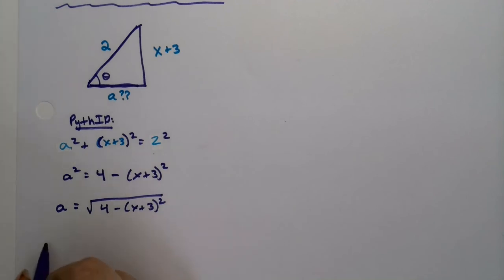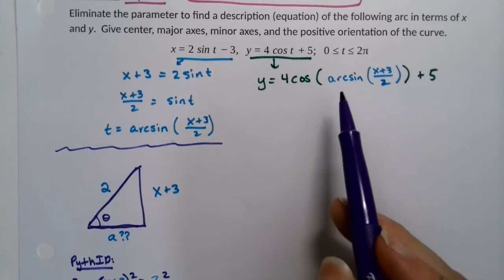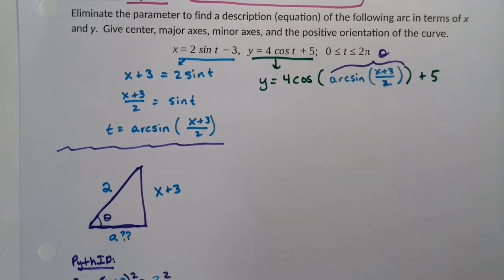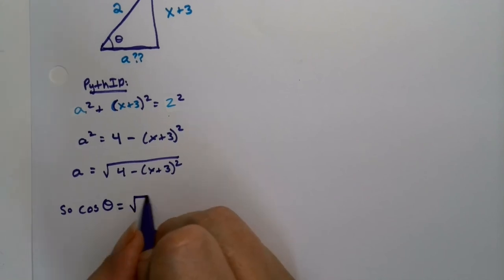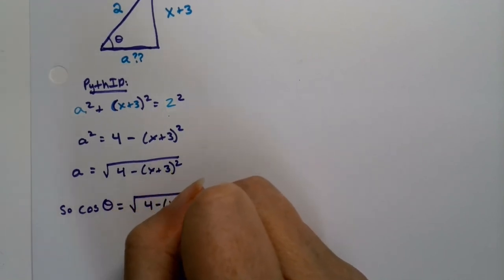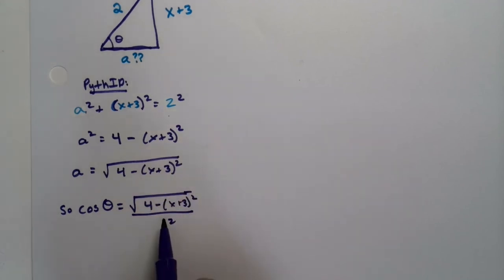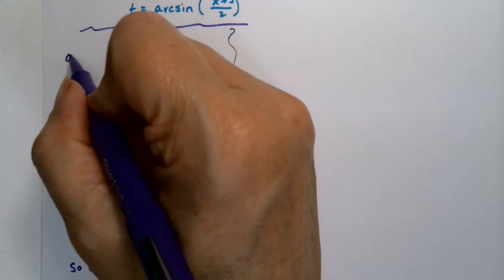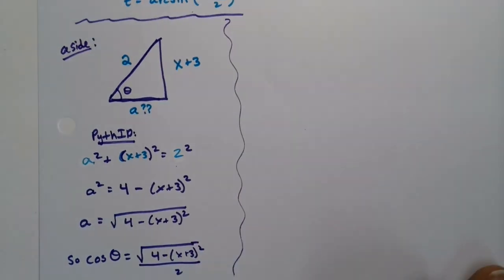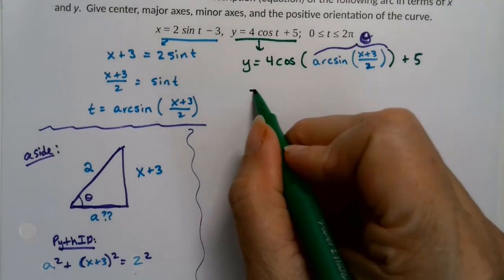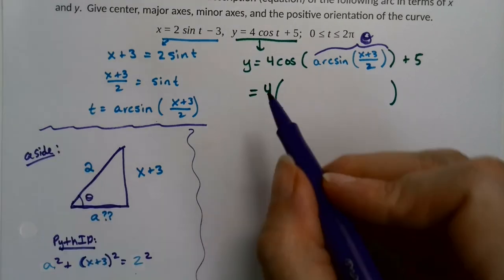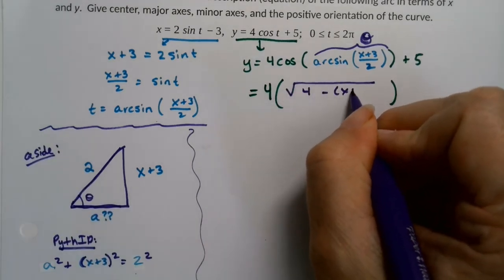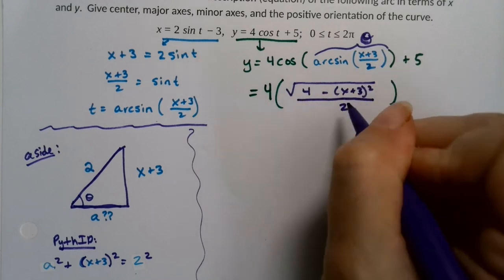All right, so then the cosine of theta, this angle, is what I'm really looking for. So if I call this angle theta, I want the cosine of that angle. So the cosine of theta is the square root of 4 minus (x plus 3) squared, divided by 2. And that's what we'll go substitute in. All of this is work that we're doing on the side to help ourselves over here. So this will be equal to 4 times, and instead of cosine of all of that stuff, we will put in the square root of 4 minus (x plus 3) squared over 2, plus 5.